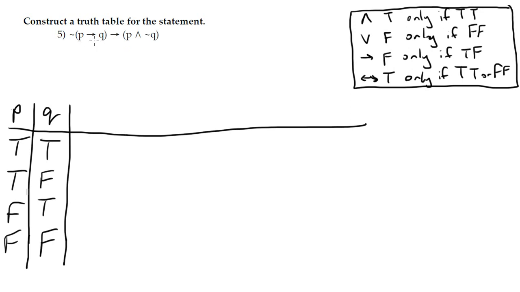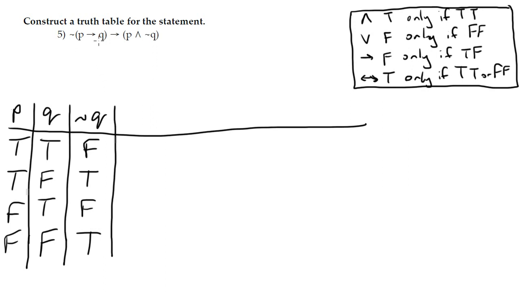So now I check to see if any of these simple statements are negated. Q is, so let's throw that in there. So not Q, opposite truth value of Q. So if Q is true, not Q is false. If Q is false, not Q is true. If Q is true, not Q is false, and vice versa.